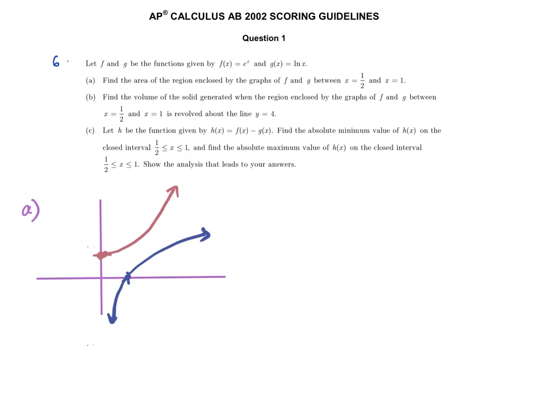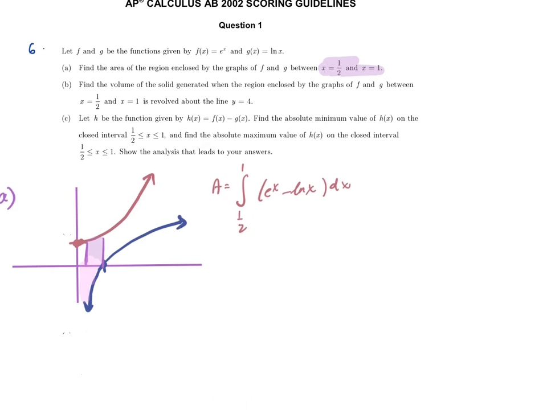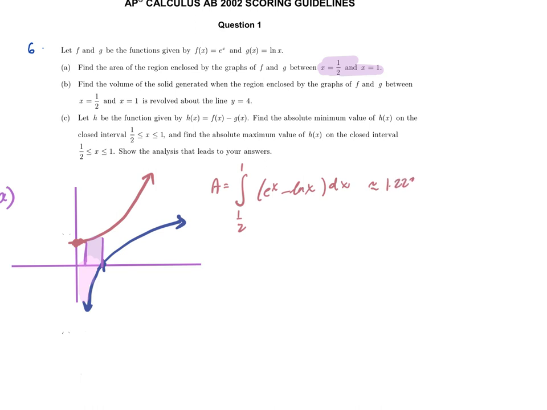Find the area between x equals 1/2 and x equals 1. So it's like there to there. Actually, I think it's that too, right? Because they're not restricting us to the first quadrant, or we're not bounded by y equals 0. All right, so for area, we're going to go from 1/2 to 1, and then the upper minus the lower. So it's e to the x minus ln of x dx. Put it in your calculator, you get about 1.222.